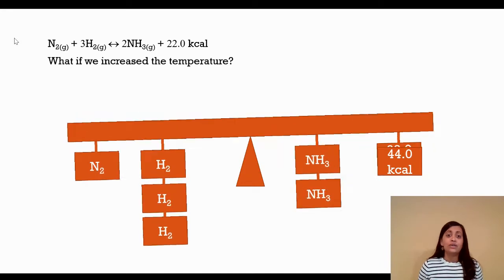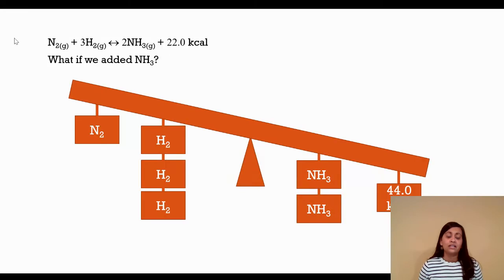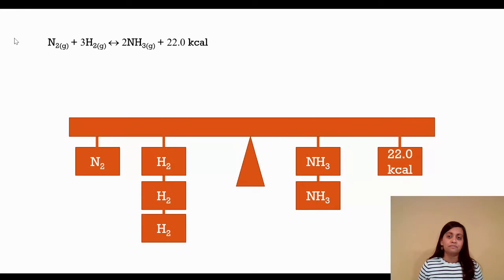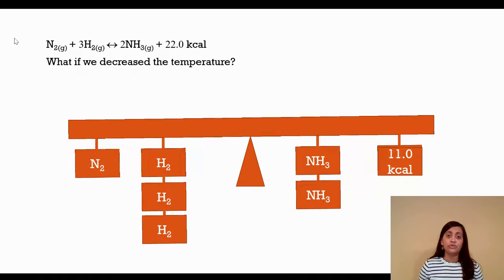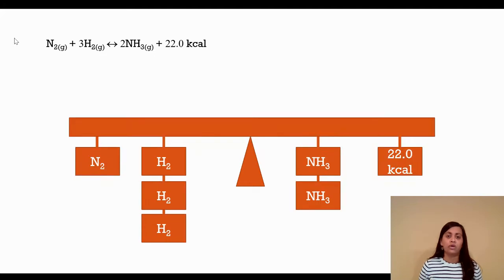So if we double the temperature, think about adding another weight on that right-hand side. We would drive this towards the reactants or the reverse reaction. If we did the opposite, decreasing the temperature, we would kind of remove that weight from the right-hand side and then drive this towards the product and, again, make more of that product.